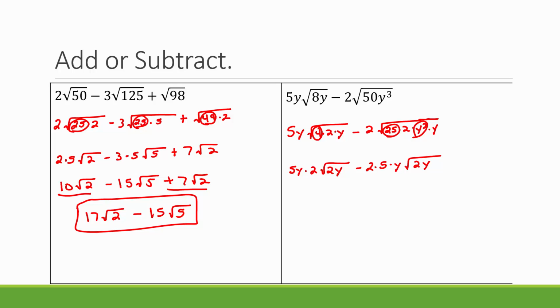Okay, so simplify on the outside again. So 10y times the square root of 2y minus 10y times the square root of 2y. Well, both of those are being multiplied by the square root of 2y, so I can combine 10y minus 10y, and anything minus itself is 0 times the square root of 2y. And again, 0 times any number is 0. So my final answer here would be 0, nothing.